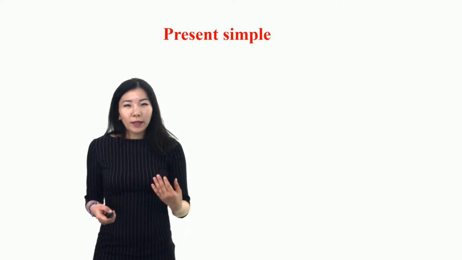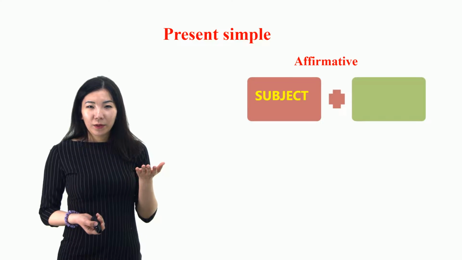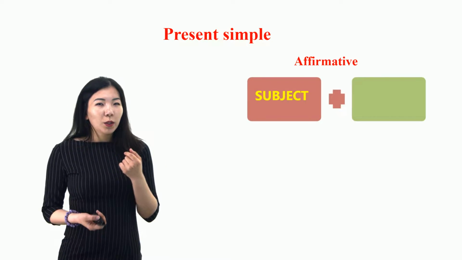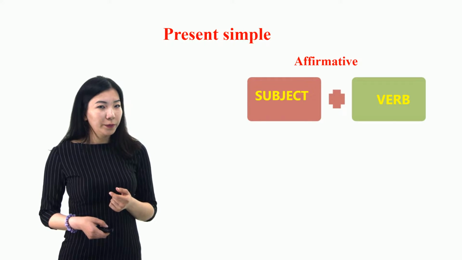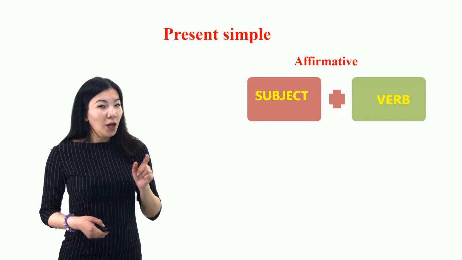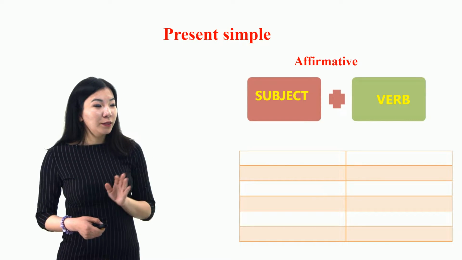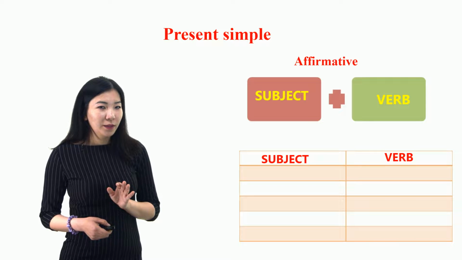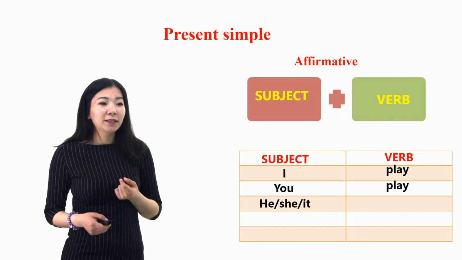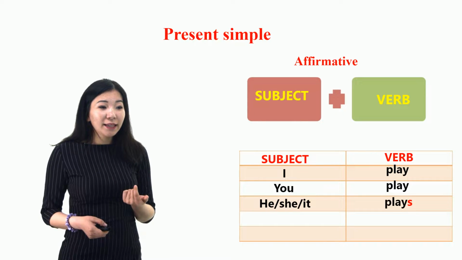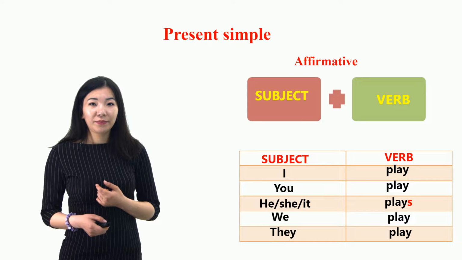First, look at the form of the affirmative sentence. In present simple, we start with the subject plus the verb. Now I want you to look at the conjugations of the verbs in present simple. I play, you play, he, she, it plays, we play, and they play.